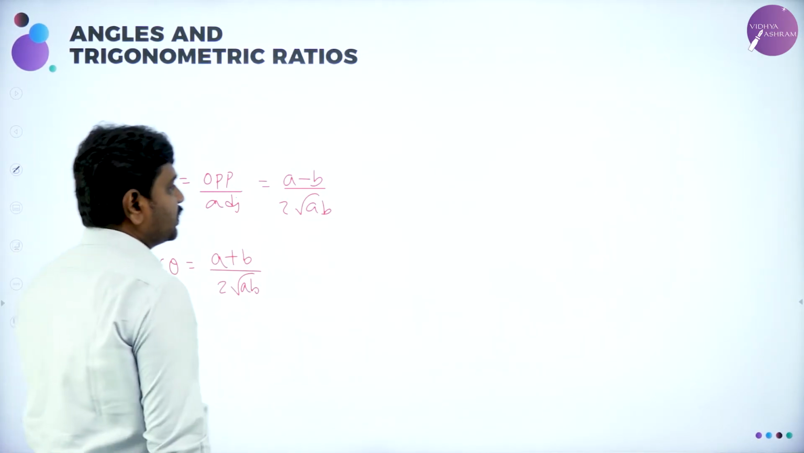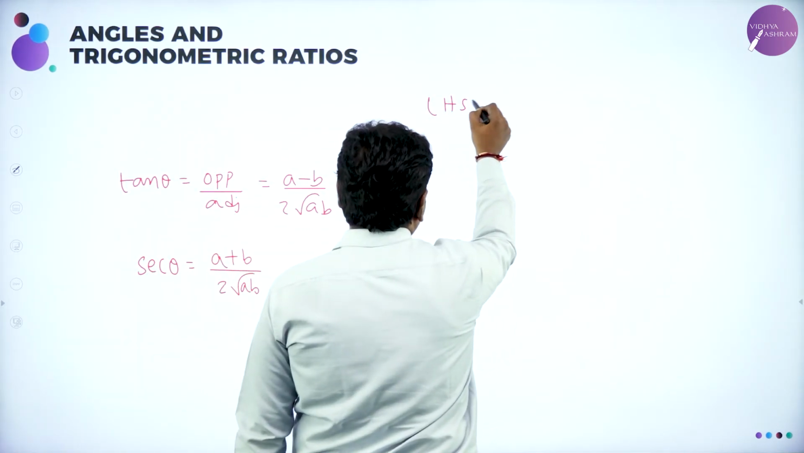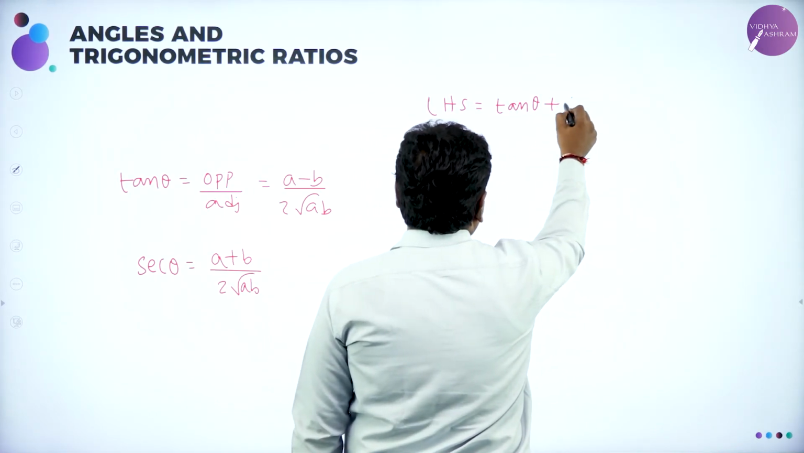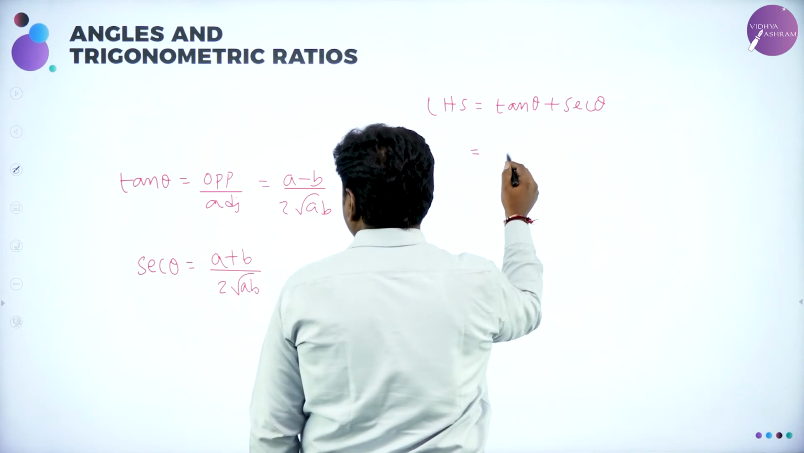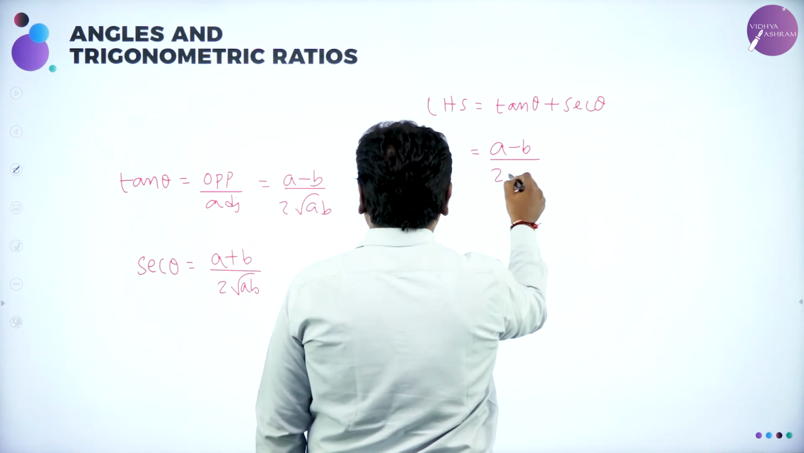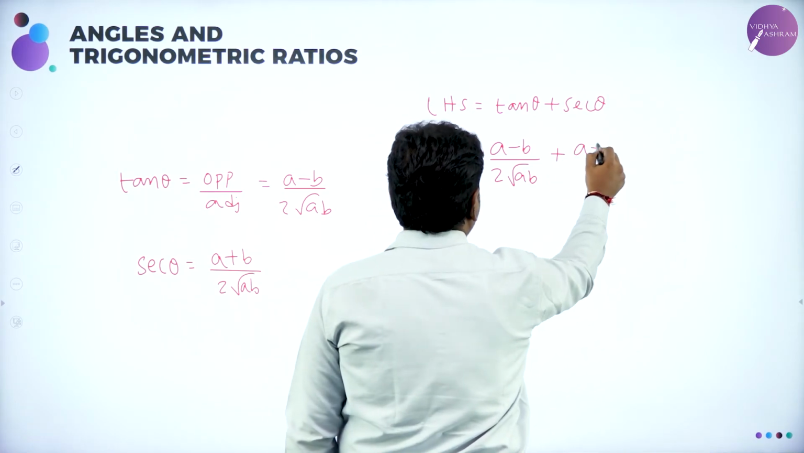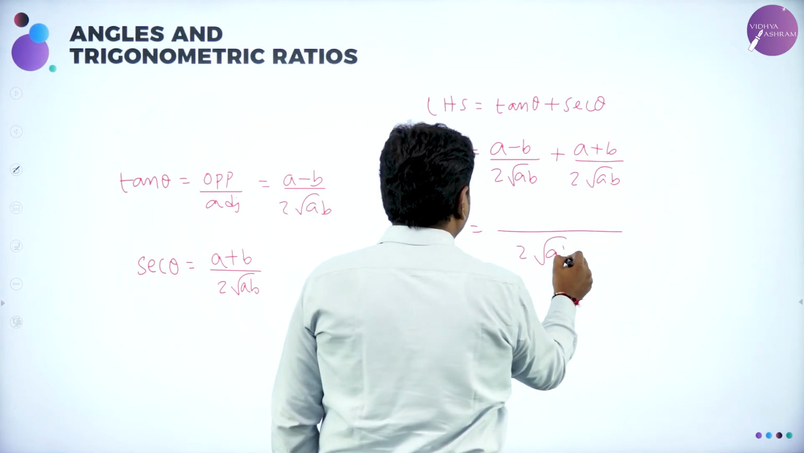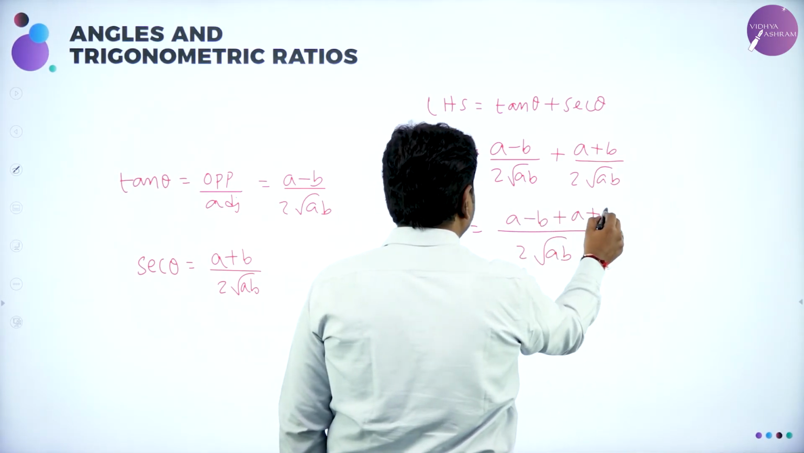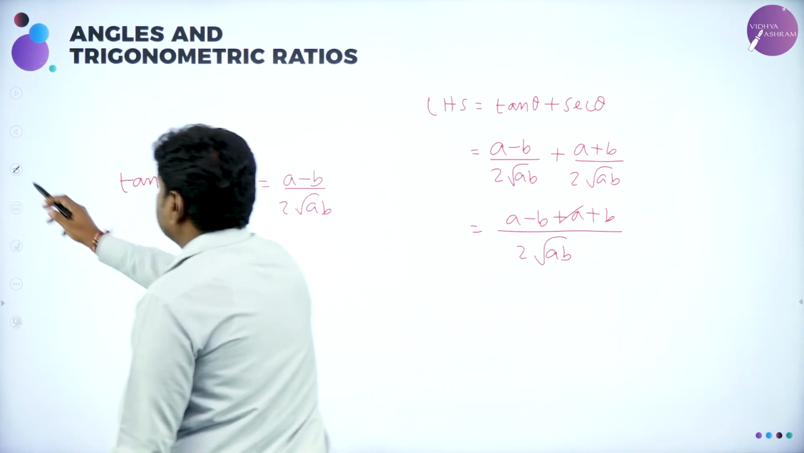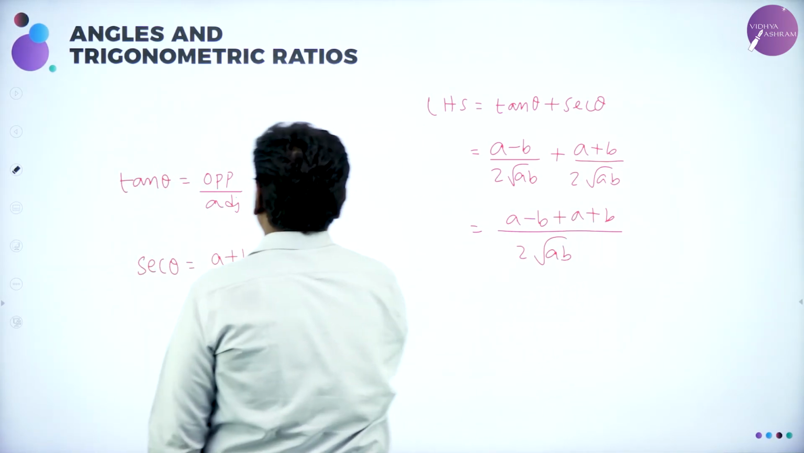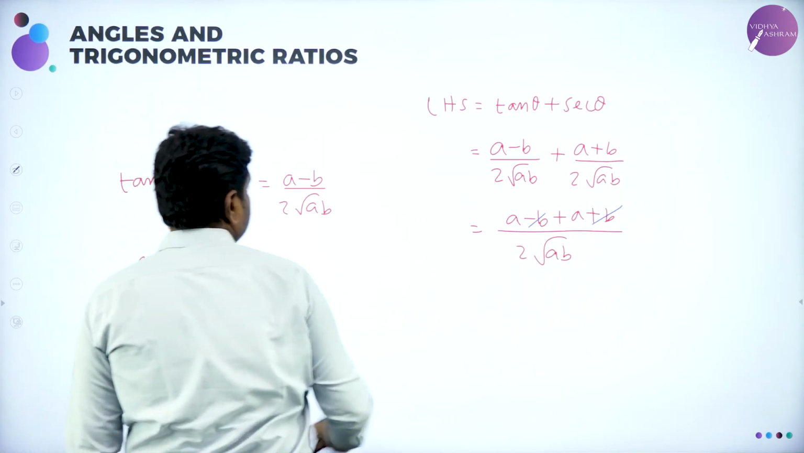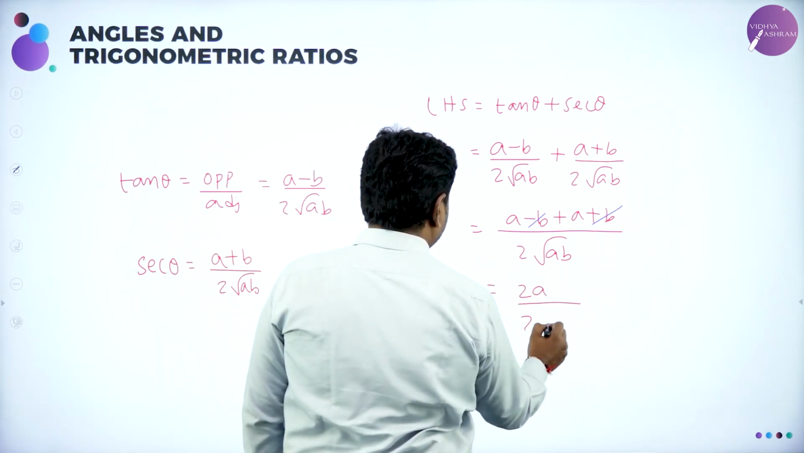Now take LHS and substitute. So if you take LHS, left hand side, we have tan theta plus secant theta. In the place of tan, substitute the value of tan, a minus b by 2 root ab. And secant theta is a plus b by 2 root ab. Now LCM is 2 root ab. So further simplify, it will become a minus b plus a plus b. So simplify this, minus b plus b cancels. So you are left with a plus a is 2a divided by 2 root ab.